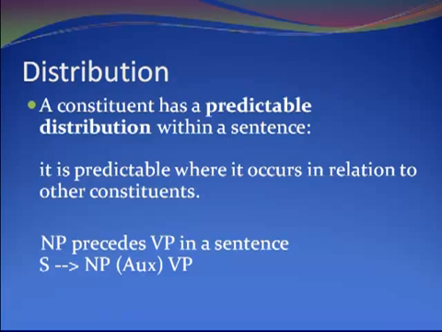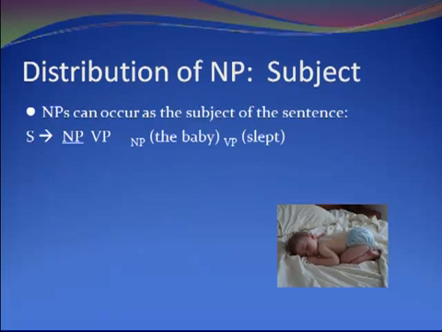So a sentence consists of a noun phrase, there may be an auxiliary, and a verb phrase, and of course we've already seen that the noun phrase in that rule is the subject of the sentence. So that's a very important place where noun phrases can occur. They can occur as the subject of the sentence, and then they're always the noun phrase to the left of the verb phrase in a sentence. So here's a sentence: the baby slept, and the subject noun phrase is the baby, and the verb phrase here is slept.